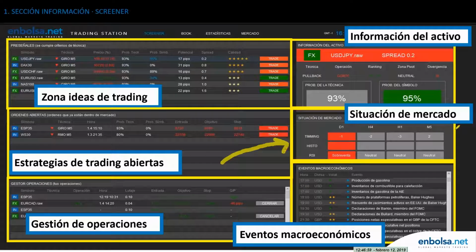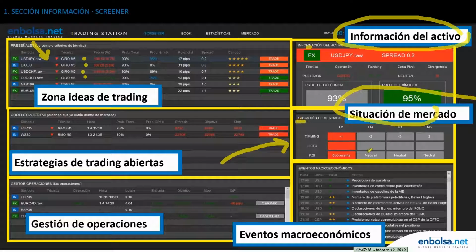The fifth box refers to the market situation of the strategy we have chosen. When we select any of the trading ideas, we will be able to see the market situation of that particular instrument. So, every time we are considering a strategy or a trading idea, we can check that asset's information and its market situation, including its trend, histogram and its oversold or overbought levels.